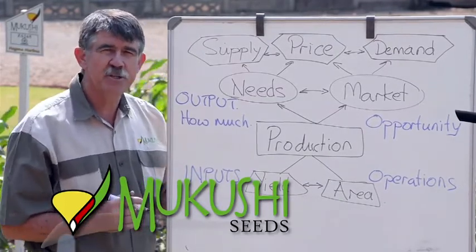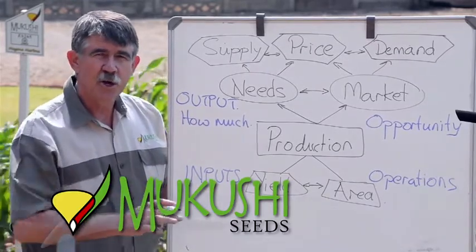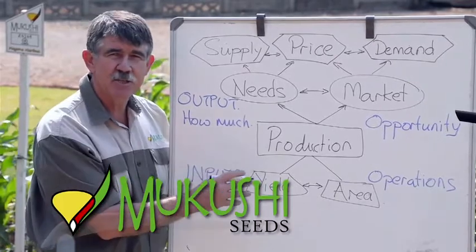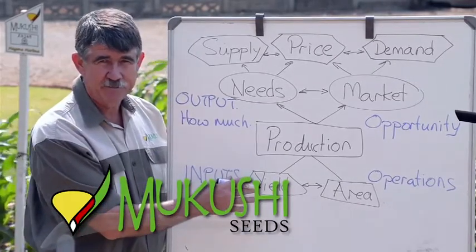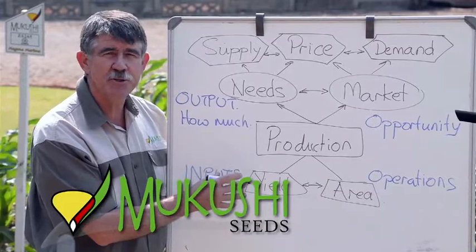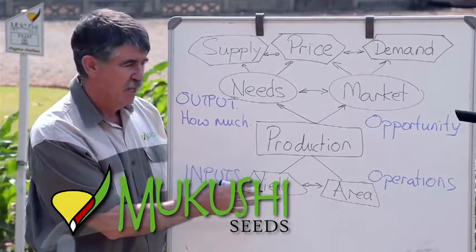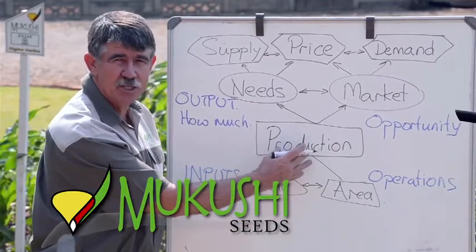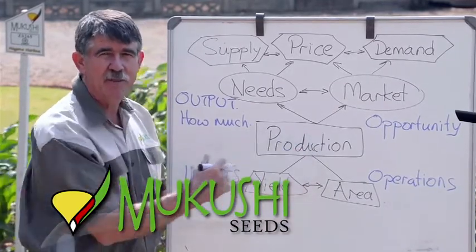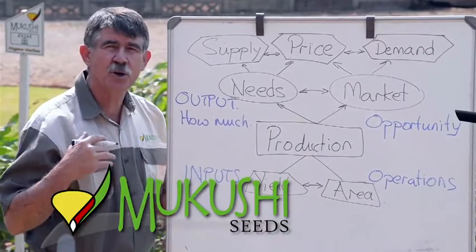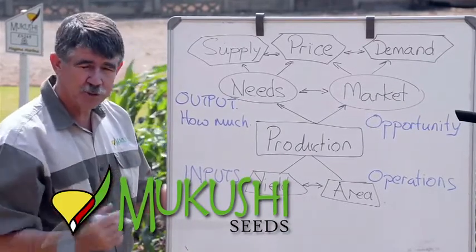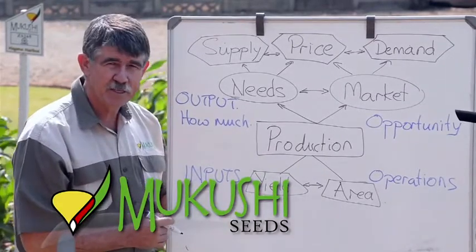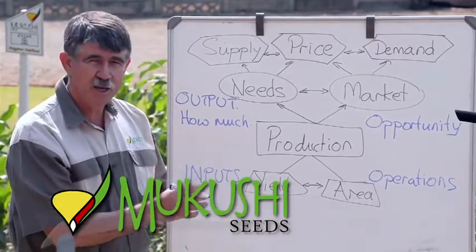So I would encourage you as a farmer, knowing the area of land that you have, set your yield targets. Because once you've set your yield targets and you know your area, you can determine how much production you will get. That's your potential. That's your goal. That's your opportunity.